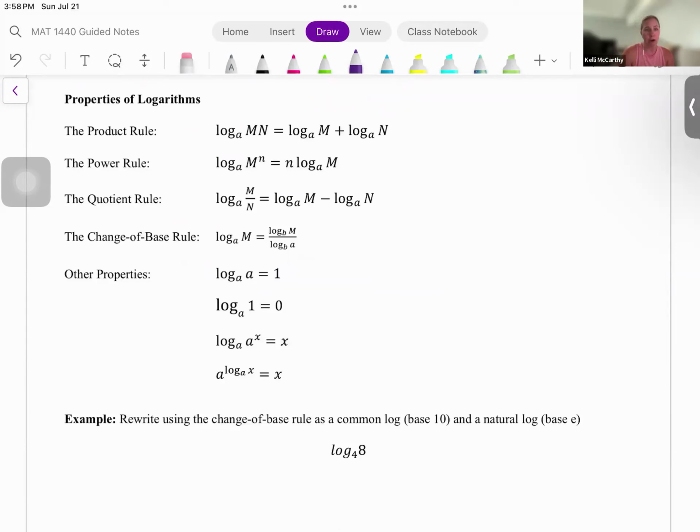A quick review of our properties of logarithms. We have the product rule that says log base a of m times n is equal to log base a of m plus log base a of n. The power rule says log base a of m to some power n is equal to n times log base a of m. The quotient rule: log base a of m divided by n is equal to log base a of m minus log base a of n. Be careful with the quotient rule because with subtraction, our order does matter. So it's always that numerator that comes first, minus the denominator.